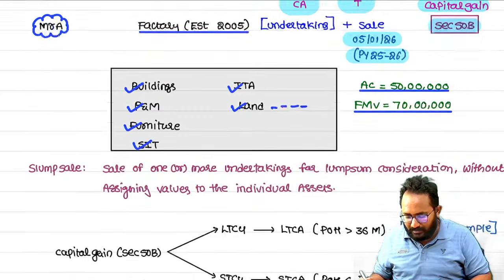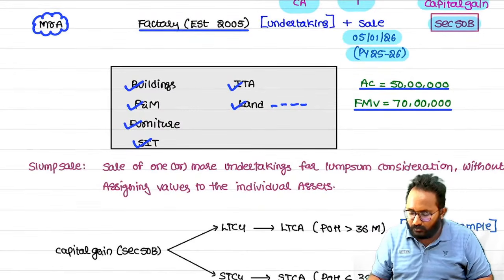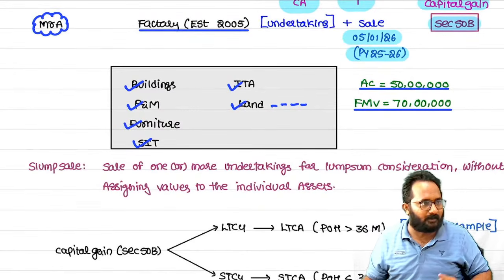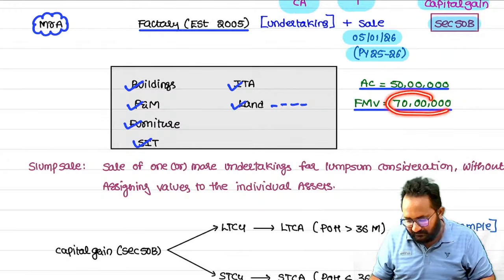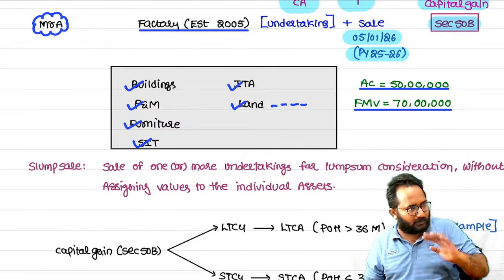So while calculating the capital gain, you want to show the sale consideration as 50 lakh instead of 70 lakh. Forget about it. We'll discuss one more time.